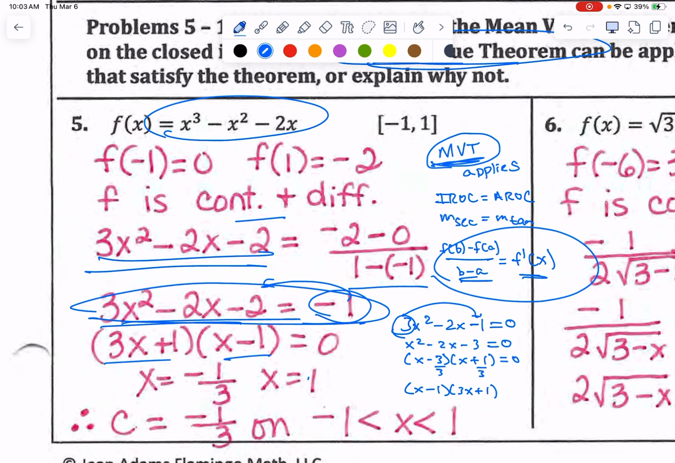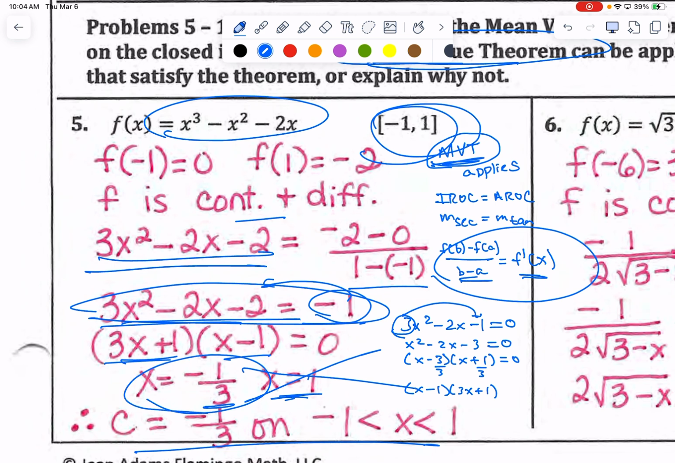All right? So negative 1/3 and 1. Are those both on the interval? Yes. Yep, and they were guaranteed by MVT. Actually, one of them's not on the interval. Because the result says that it has to be inside the interval. So the value c has got to be between. So you have to cross out the 1. So negative 1/3 is the answer.